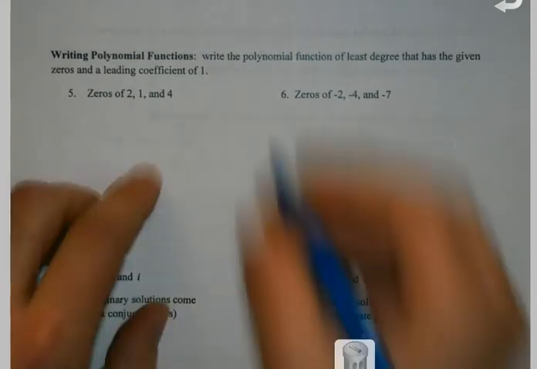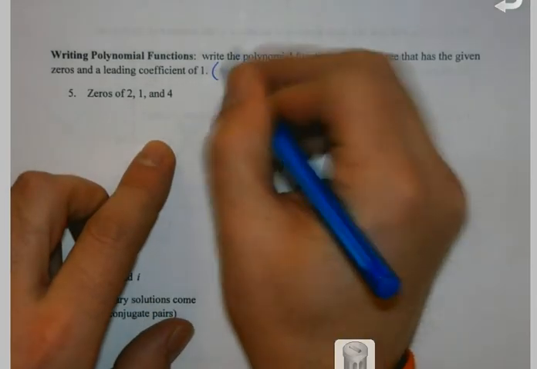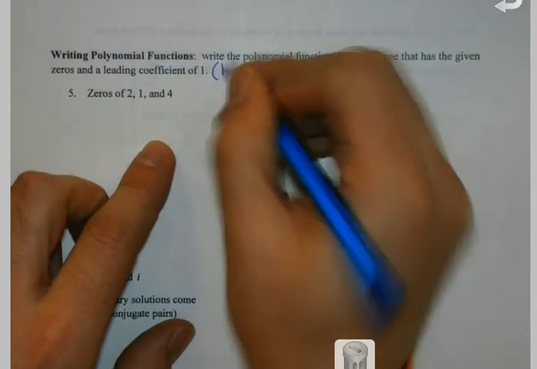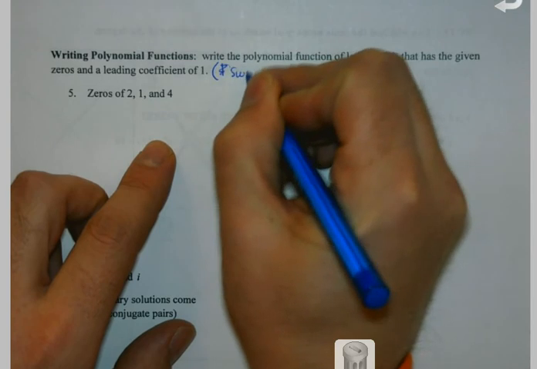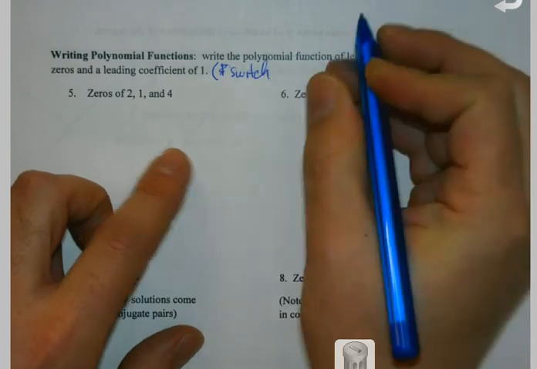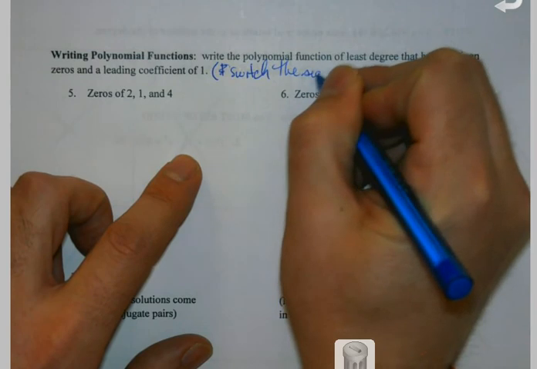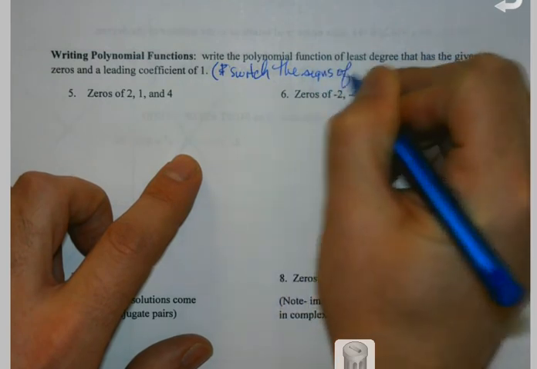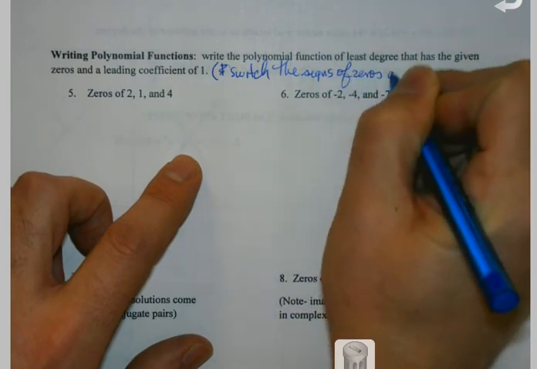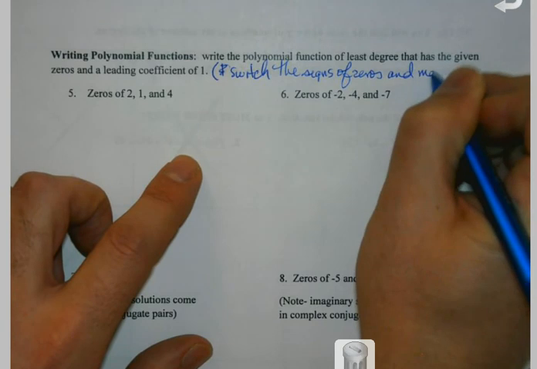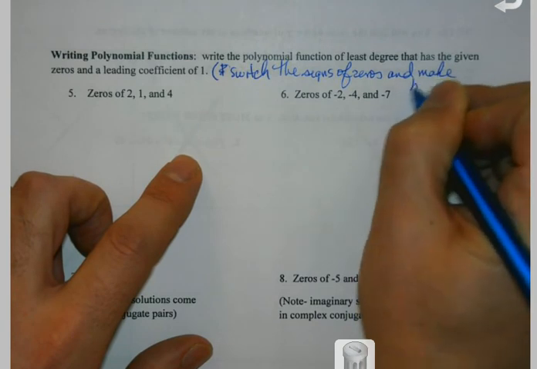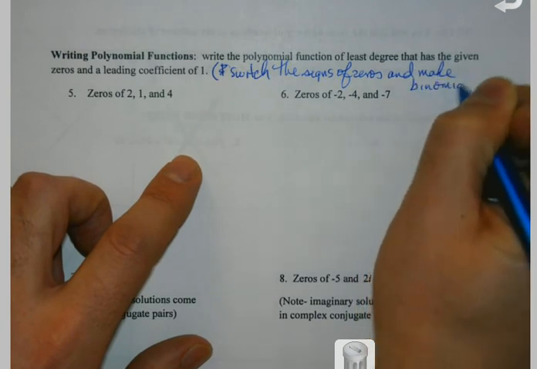Is basically what that's telling me is, oh, how do I want to put this? Let's put it this way. We're in the back of the 6-7 notes. We are going to switch the signs of our zeros, and we're going to make binomials out of them. Now, here's what I mean.